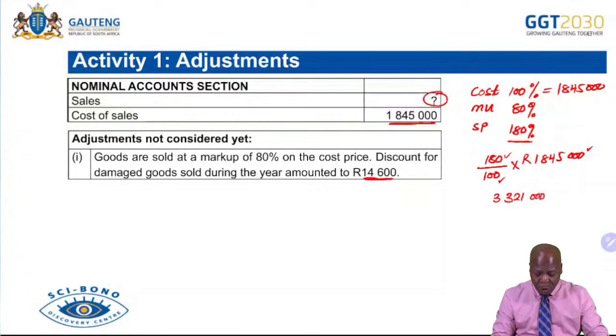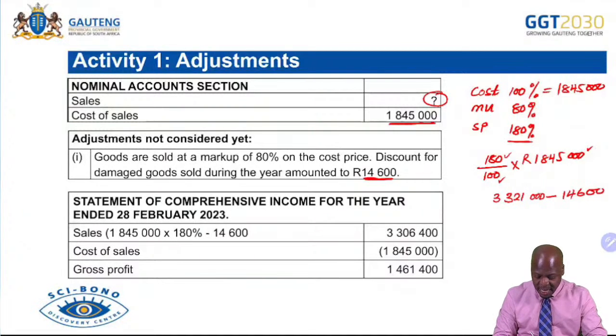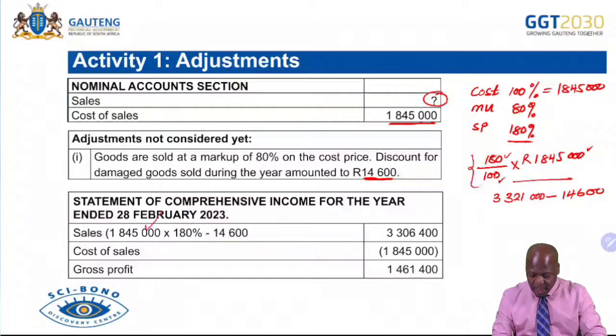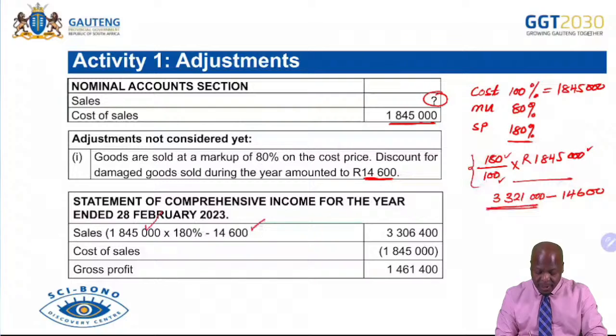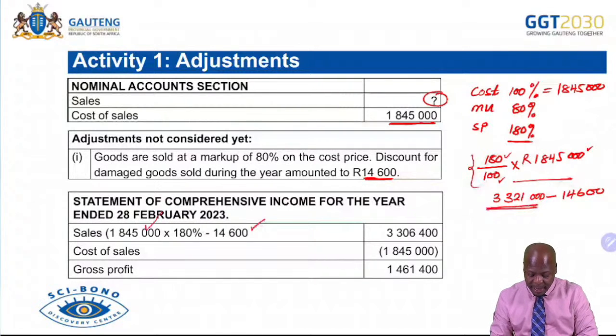It therefore means if I'm to get my sales after, I'll come here, then I'll say minus the 14,600. This is what it will look like when you prepare now your statement of comprehensive income. Remember what we did over here. We had our 1,845,000. And then we said multiply by 180%. It is the same as what we said here, 180 over 100. And it would give us the 3,321,000. Then we minus the 14,600, which is the discount for the damaged goods. Then we end up with 3,306,400, which is what we have here.